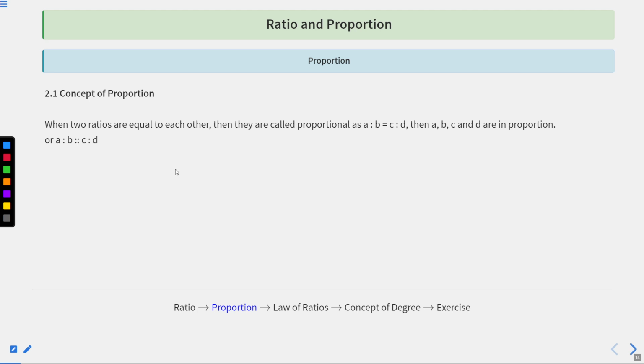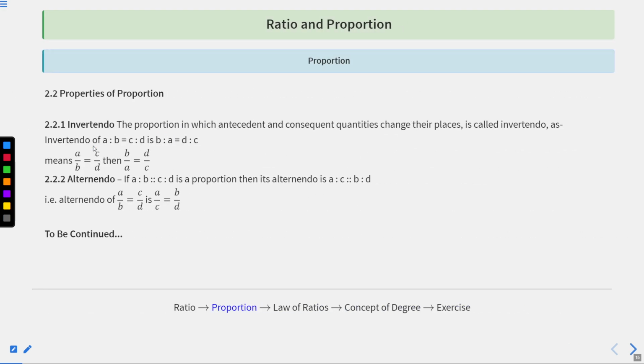Let us now move to the concept of proportion. When two ratios are equal to each other, then they are called proportions, as A is to B equal to C is to D. Then A, B, C and D are in proportion, or we write A is to B equal to C is to D.